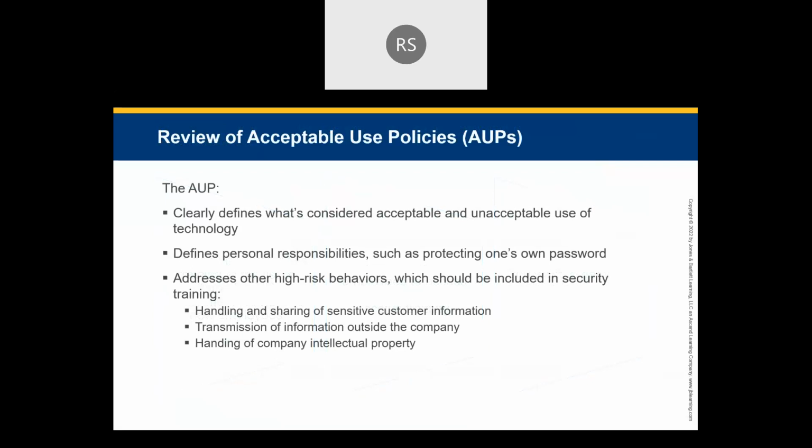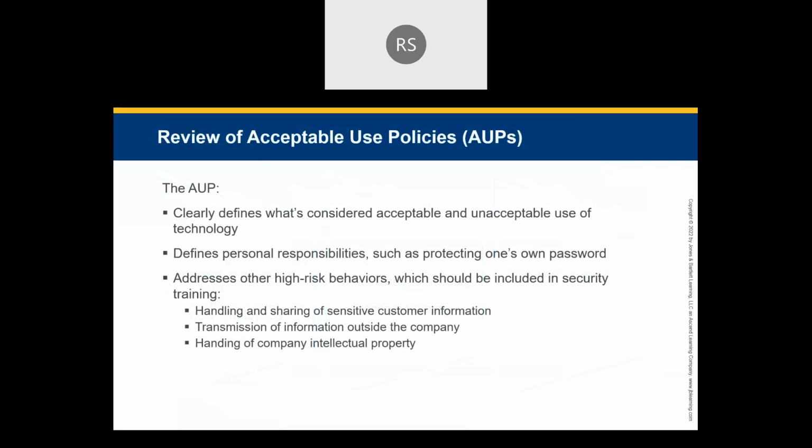Now, a review of the acceptable use policies. This is an important step in ensuring the employees understand and adhere to the guidelines for acceptable and responsible use of technology within an organization. So the AUPs, they serve as an important document that clearly define the expectations, rights, and responsibilities of employees when using company provided technology resources.